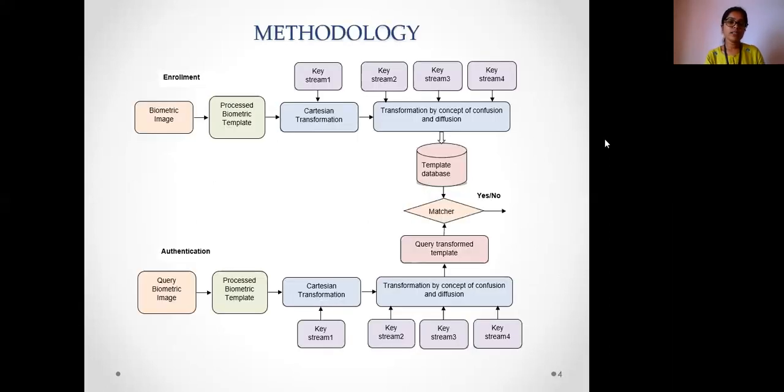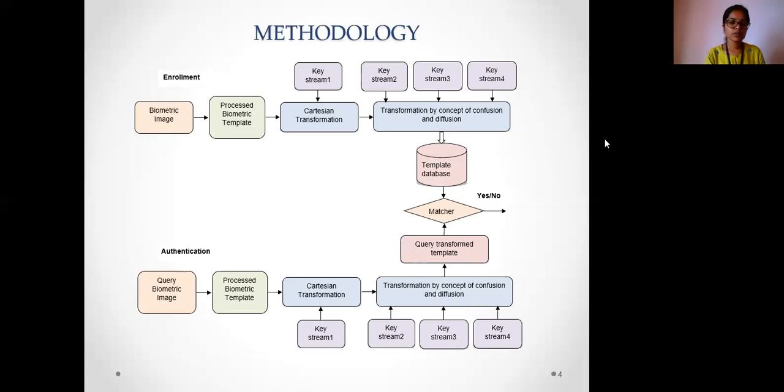So now coming to the methodology, as you can see from the diagram, we have 2 schemes, that is the enrollment scheme and the authentication scheme. During the enrollment scheme, the user's biometric image is captured using a capturing device, and then it is processed to get a biometric template. The generated biometric template is then transformed using 4 different key streams that are derived from chaotic logistic maps, and this transformed template is stored in the database.